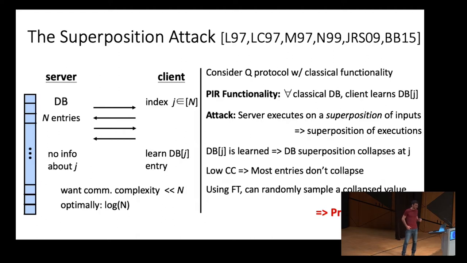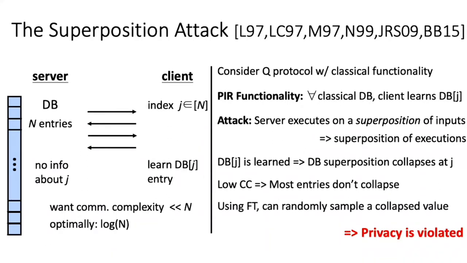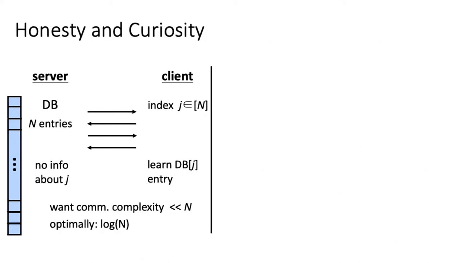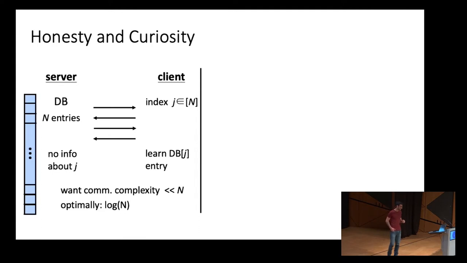But let's try to think about a reasonable model of privacy, the weakest possible model of privacy that we can think of that actually makes sense, and see what happens when we try to apply this attack. So let's talk about honesty and curiosity in the quantum setting. As I said, we do know of these non-trivial protocols.